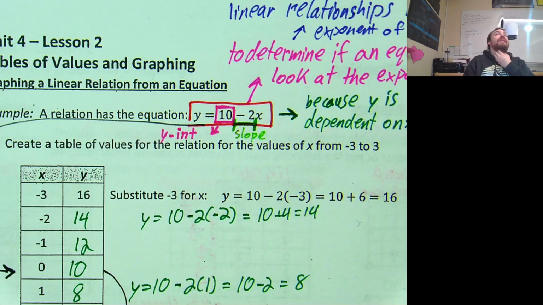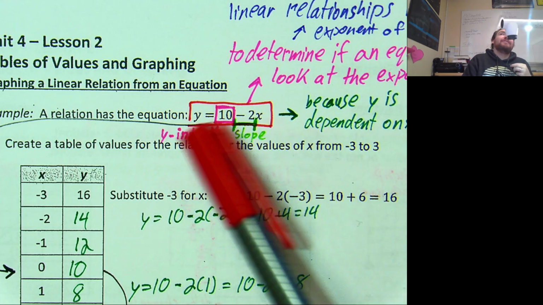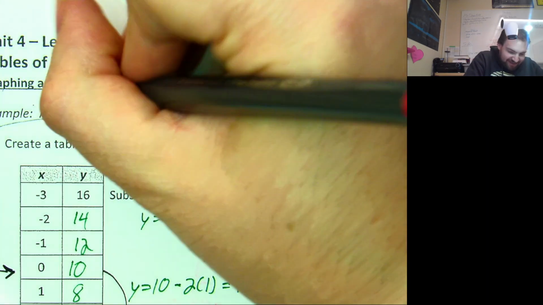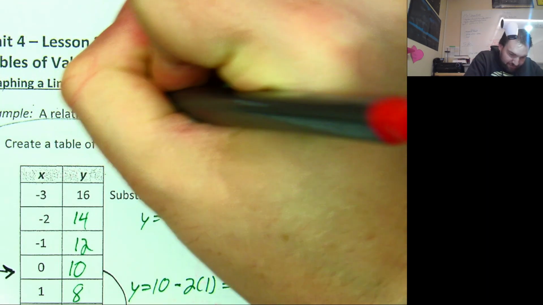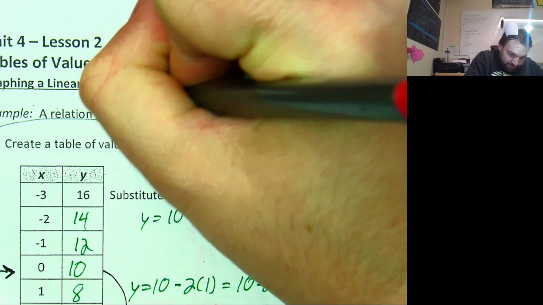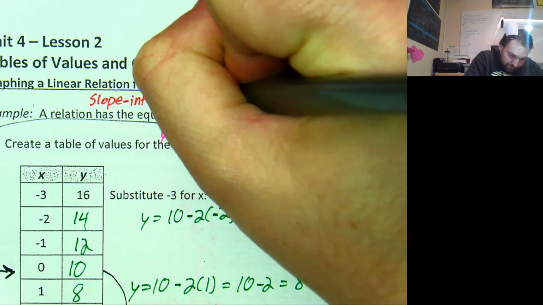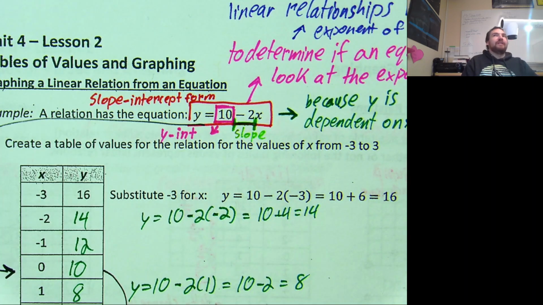And so, this relation right here, y equals 10 minus 2x, we say that this thing is the slope-intercept form for a line. There's a lot going on with one relatively simple example.